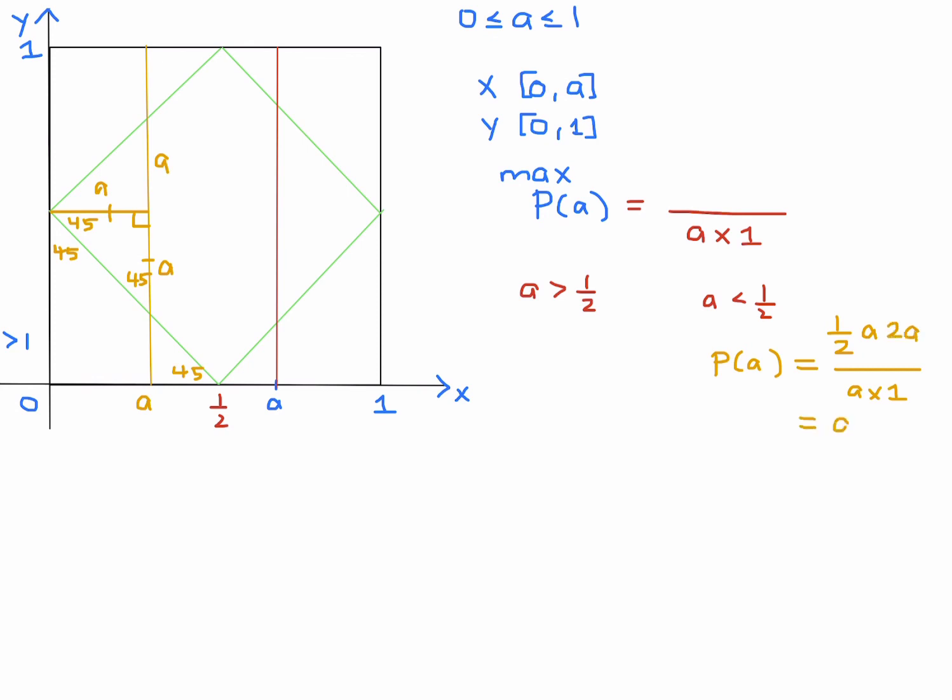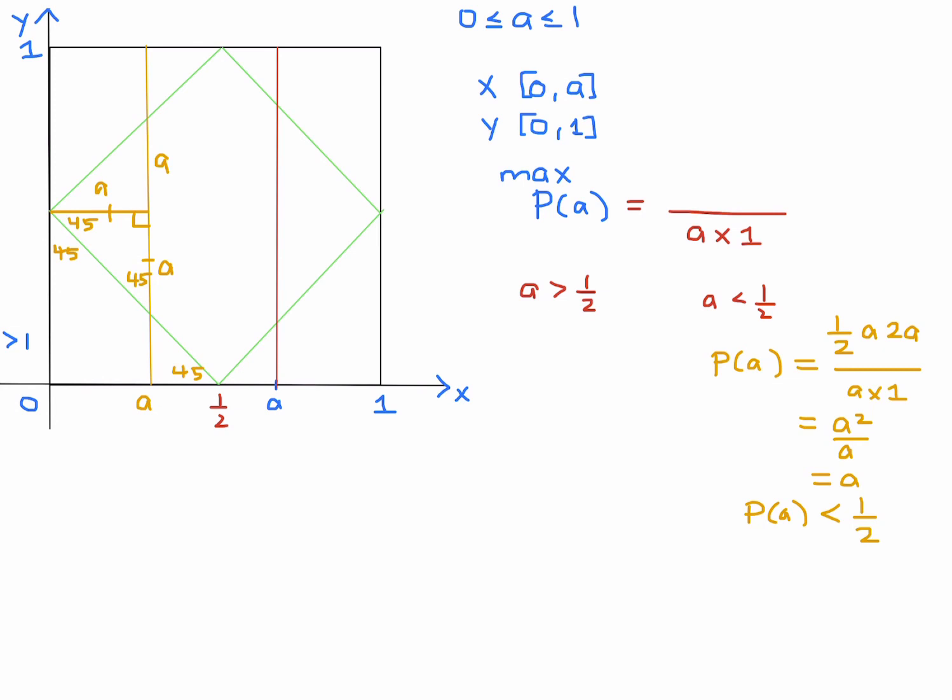So that just gives me A squared over A. And that's just A. And A is less than a half. So when A is less than a half, the probability is less than a half. All right? We want to maximize the probability. So let's see what happens when A is greater than a half.